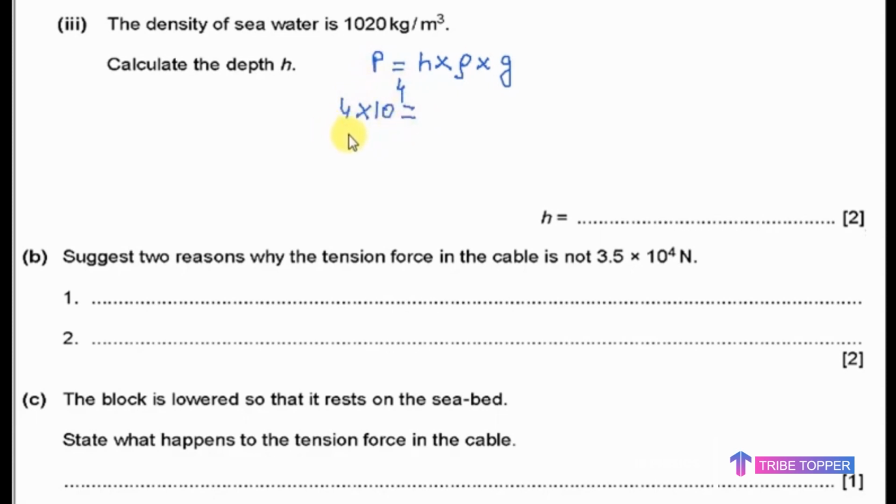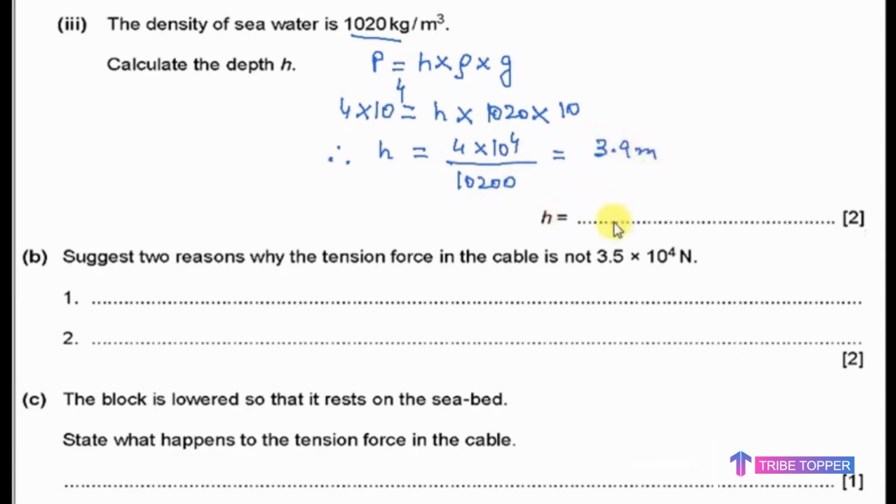For pressure, we put it here, 4 times 10 to the power 4 is equal to h, we have to calculate, times rho, it is given here, the density of the seawater, 1020, times g, for the sake of convenience, we would take it as 10. Therefore, when you just rearrange the terms, you get h as 4 into 10 to the power 4 upon 10200, and solving this you would get a depth of 3.9 meters, which you can approximately write as 4 meters.